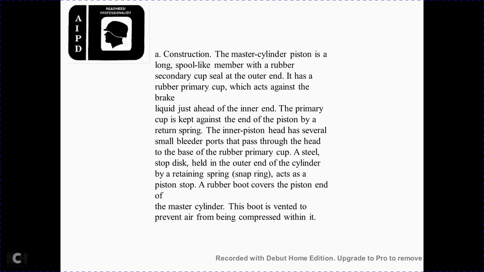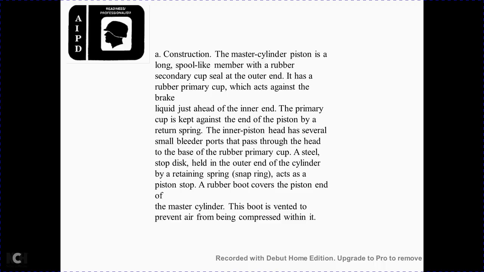Construction: the master cylinder piston is a long spool-like member with a rubber secondary cup that seals the outer end. The rubber primary cup acts against the brake fluid just ahead of the inner end of the piston. The return spring acts against the inner piston head, which has several smaller bleed ports passing through it. A steel top disc is held in the outer end of the cylinder by a retaining ring or snap ring, and the piston is covered by a rubber boot.